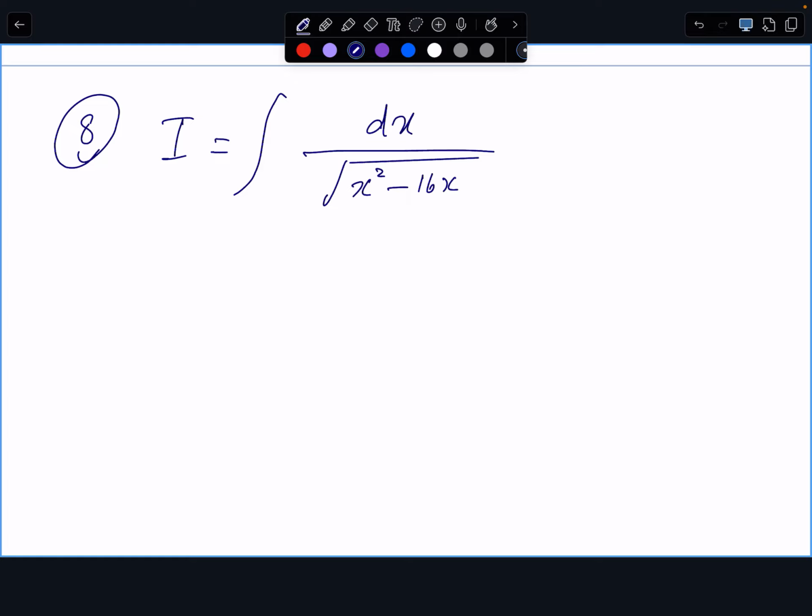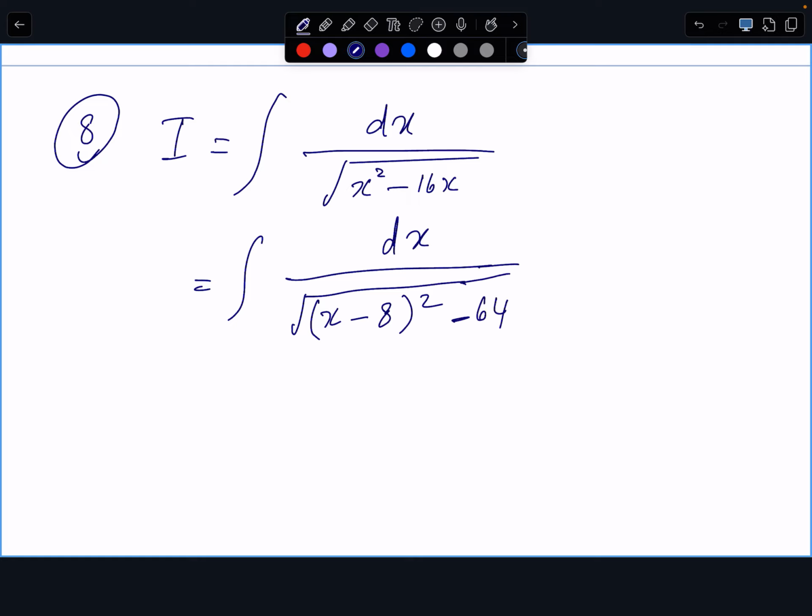Eight to the power 2 يعني كم 64, minus 64. quadratic equation نفس اللي سويته قبل شوي.